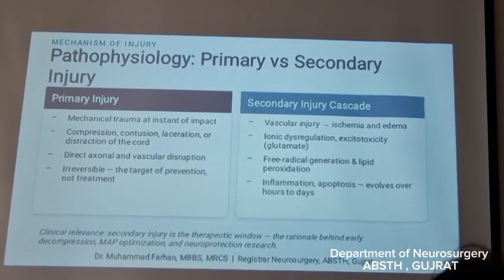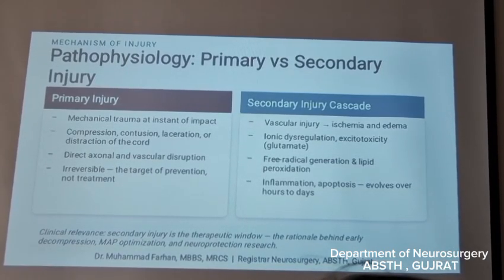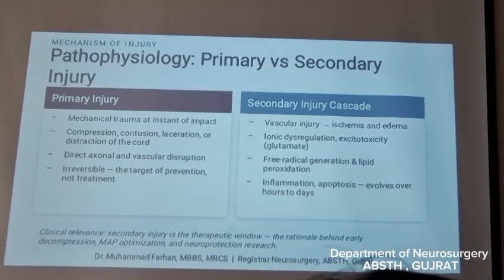Then ionic dysregulation and excitotoxicity. When there is a vascular disruption, or the cells in the spinal cord or the axons are affected, then excitatory neurotransmitters such as glutamate or aspartate are released, which causes hyperexcitability of the neurons, leading to an influx of calcium and sodium ions, which cause further disruption of cellular metabolism, leading to further injury.